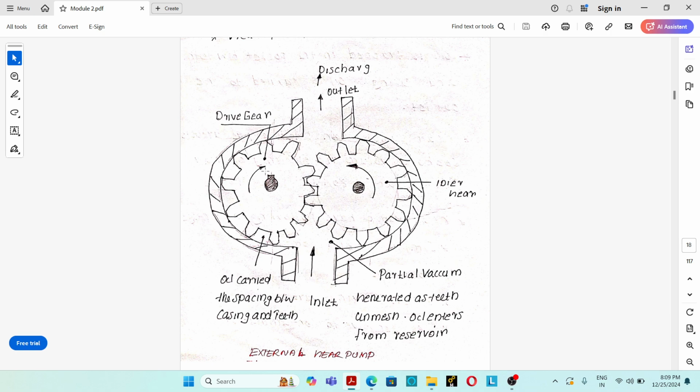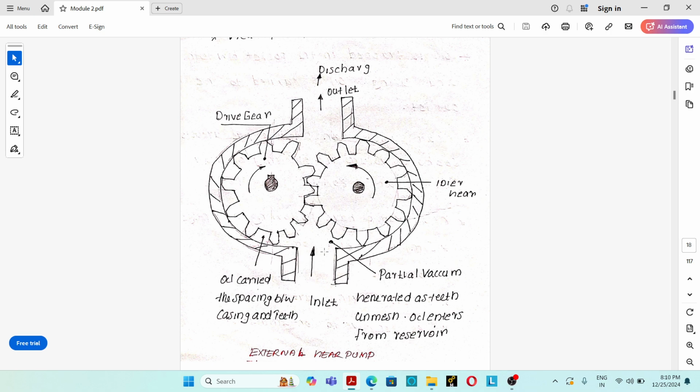So during the working of the external gear pump, near the inlet area, see, this is the inlet area, a partial vacuum will be created due to unmeshing of the gears. In this area the unmeshing of the gears takes place, so the chamber size increases. Due to the increasing chamber size, a partial vacuum is created near the inlet area. Due to this partial vacuum, hydraulic oil fills into the chamber.